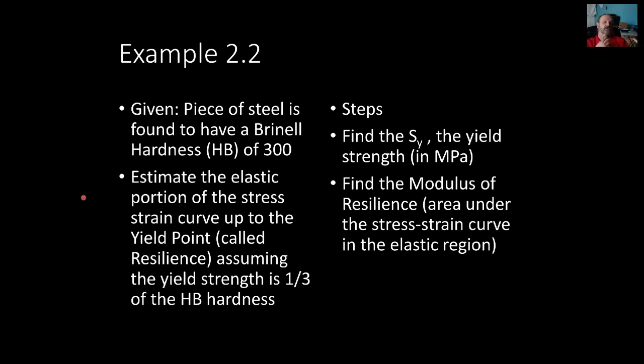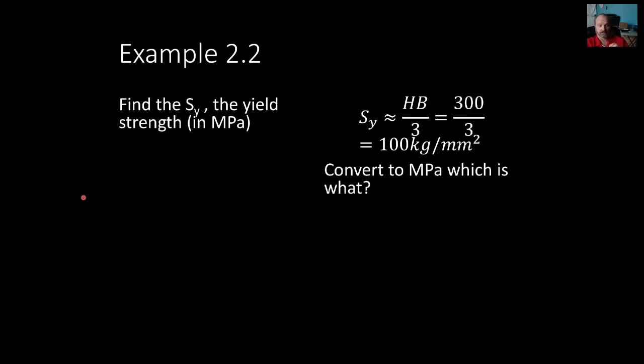And then you want to find the modulus of resilience after you find that yield strength. This will become more apparent in the following slides. So first, we're going to calculate the yield strength. And remember the rule of thumb, you take the HB hardness test number and you divide by 3, and that should give you something close to the yield strength. We were told the hardness test came up with 300 kilograms per millimeter squared, and we're going to divide that by 3. Then we have to convert it to megapascals. You can either divide by 3 and then convert, or convert and then divide by 3. You want to get it to newtons per meter squared.